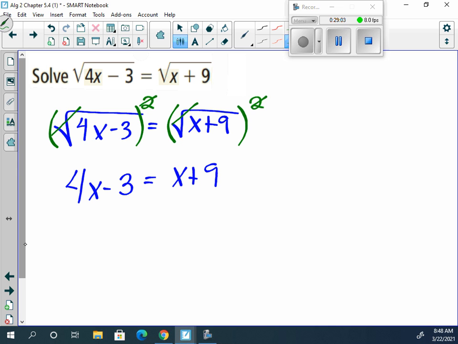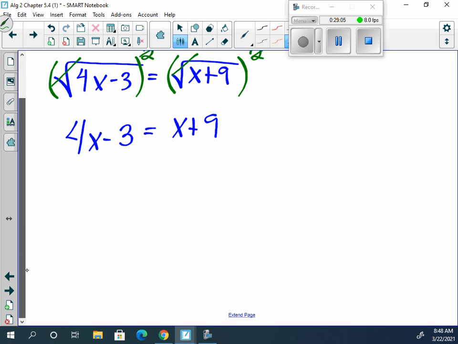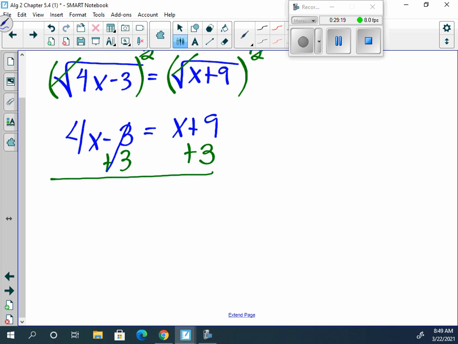Okay, well now we just need to solve for the value of x. So what's the first thing we can do? We can add 3, yes. We can add 3 to both sides. There's negative 3 plus 3. These will cancel, leaving us with 4x is equal to x plus 12. Then we can minus x because we're trying to get all the variables on the same side. Solving for the value of x.